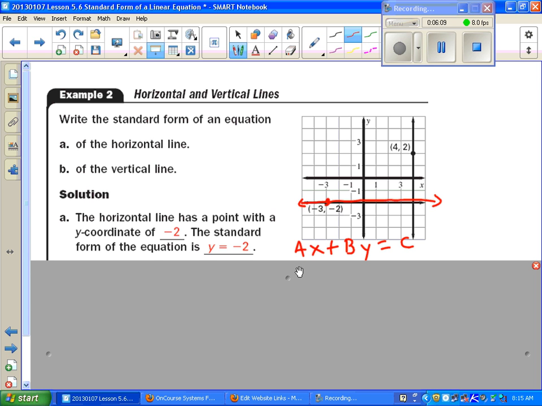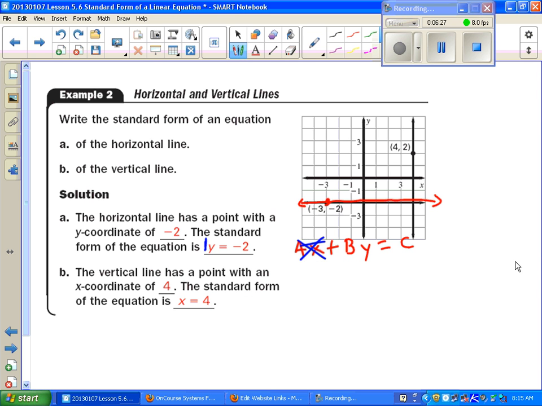So for a horizontal line, when you're talking about standard form, ax plus by equals c, you just don't have an x value shown. All it does with this one is eliminate this part here and leave you with by equals c, or in this case, 1y equals -2. When you're talking about vertical lines, no matter where you plug in your y value, your x value is always going to be 4.